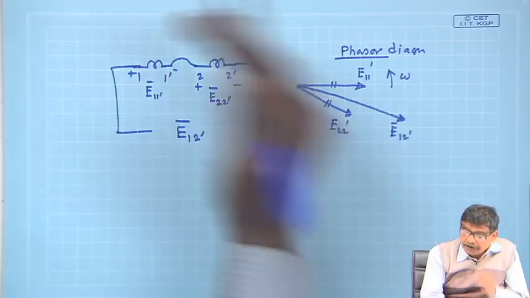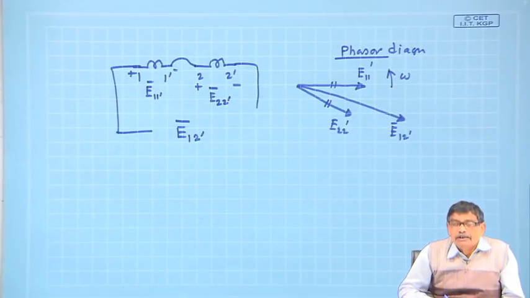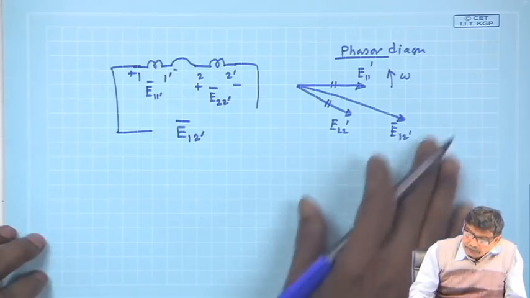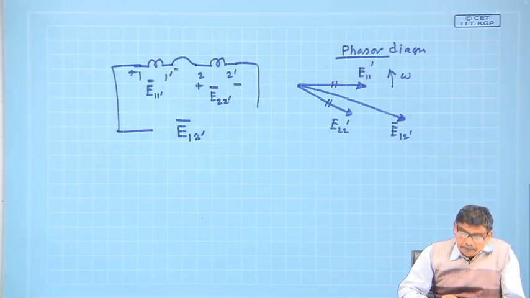All phasors are moving with speed omega. What is omega? Omega is the angular electrical speed per second. Okay? So this is the scenario.